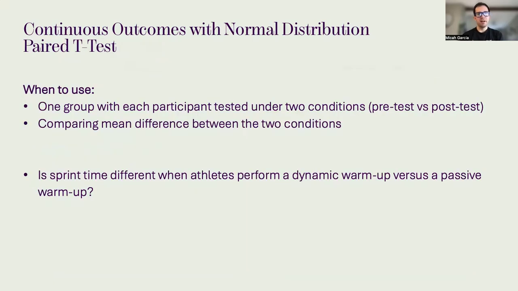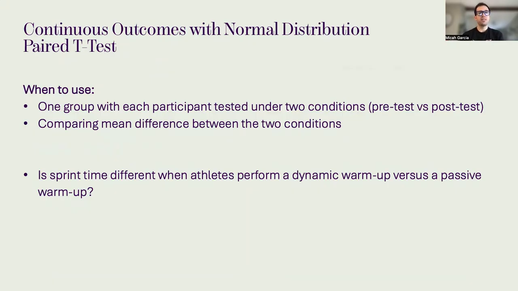Our next test is a paired t-test. This is when we have one group, but each participant is going to be tested under two conditions. It could be a pre versus post test, or intervention 1 compared to intervention 2, where each participant does both interventions at separate times. Here you're going to compare the mean difference between the two conditions. Essentially, if the mean difference is 0, that would mean that the scores were identical.